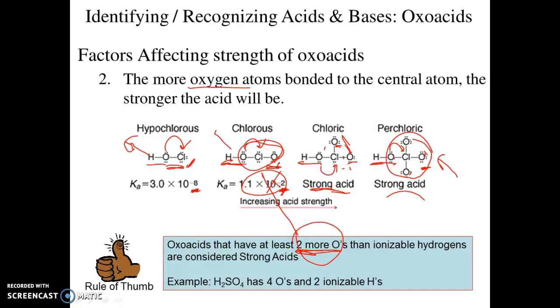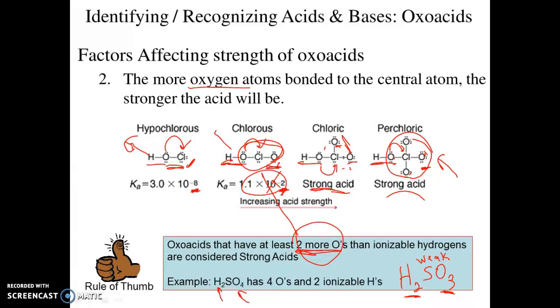So if we think about H2SO4, we know that's a strong acid. We memorize that one, but if you look at it, that one has 2 ionizable H's, but it has 4 O's. And so therefore it does have 2 more oxygens than ionizable H's, so it is a strong acid. Now compare that to another acid that we know, sulfurous acid, and that has 2 ionizable H's, but it only has 3 O's, so there's only 1 more. So there's not enough O's to be able to handle the extra electrons quite as well, and so that is not a strong acid, that is a weak acid.